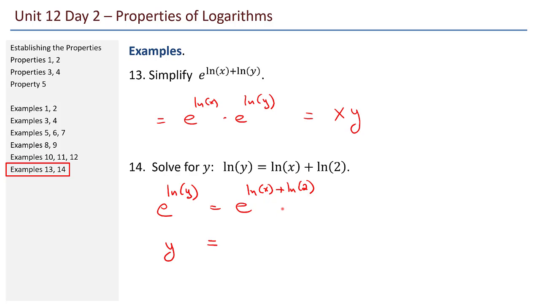The right-hand side, that's going to be like what I did for problem 13. So this is e to the ln x times e to the ln 2, and that turns into x times 2, or we usually write 2x. And there you have it. y equals 2x. We solved it.